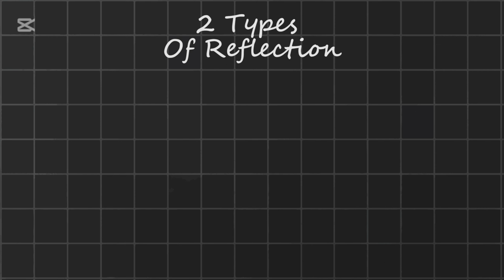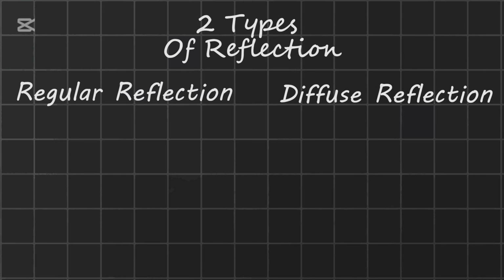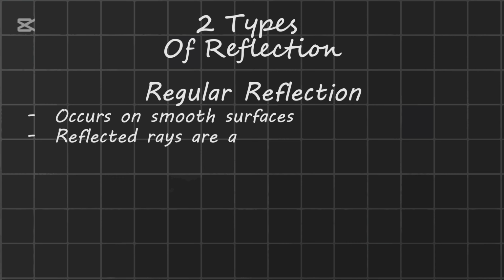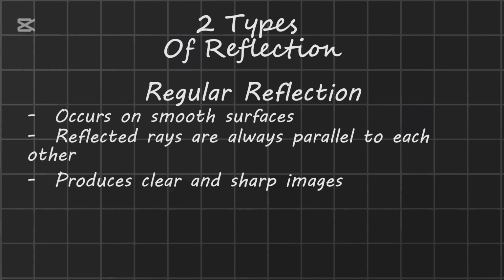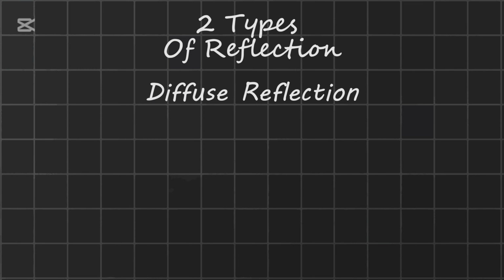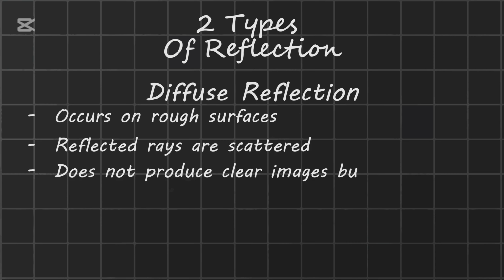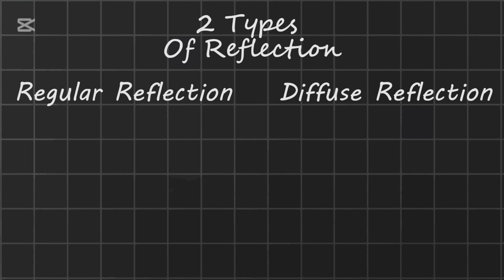The two types of reflection are regular reflection and diffuse reflection. Let's start with regular reflection. Regular reflection occurs on a smooth surface. Its reflected rays are always parallel to each other, and it produces clear, sharp images. While diffuse reflection occurs on rough surfaces. Its reflected rays are scattered in many directions, and it does not produce a clear image, but rather a distorted and unclear one.